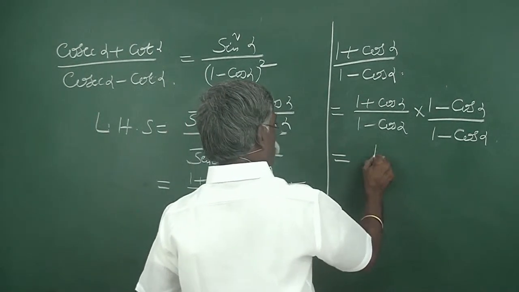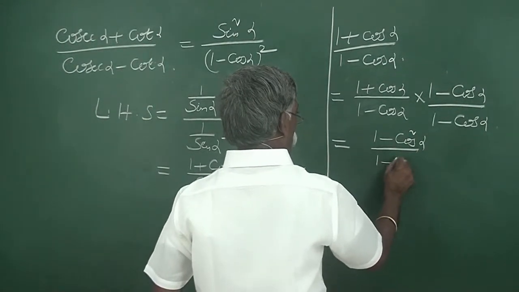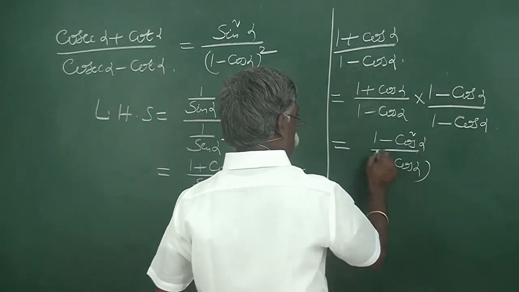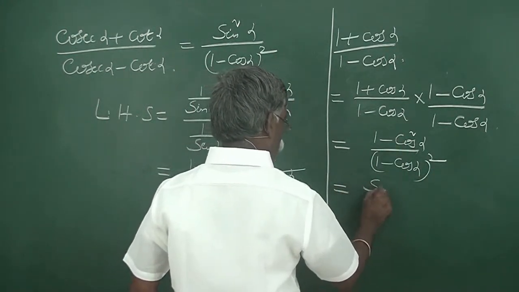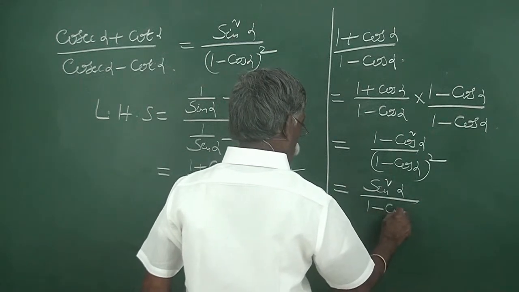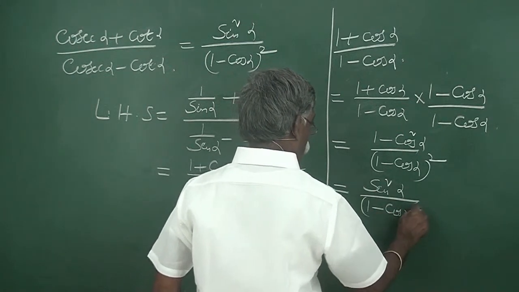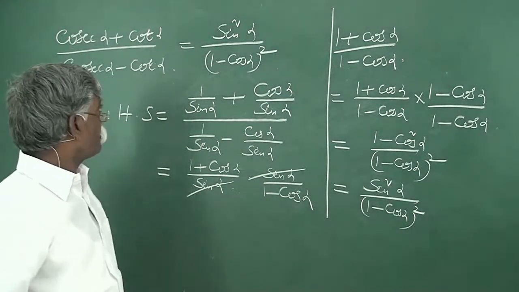Now the numerator becomes 1 minus cos square alpha, and the denominator is (1 minus cos alpha) whole square. And 1 minus cos square alpha becomes sin square alpha, by (1 minus cos alpha) whole square. This is what we are asked to prove.